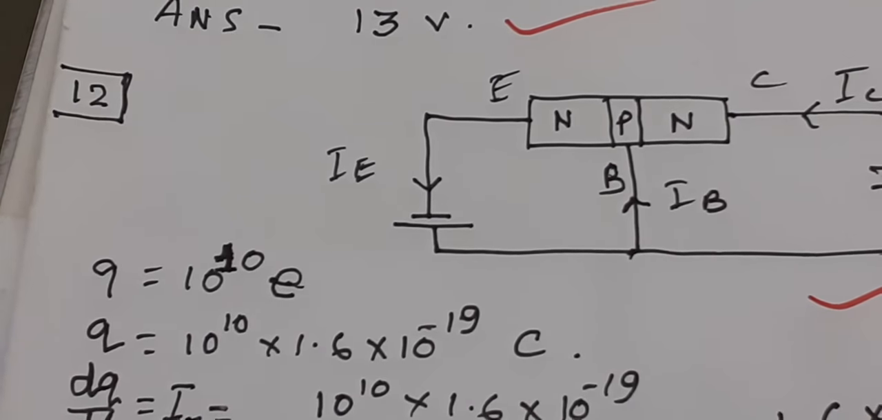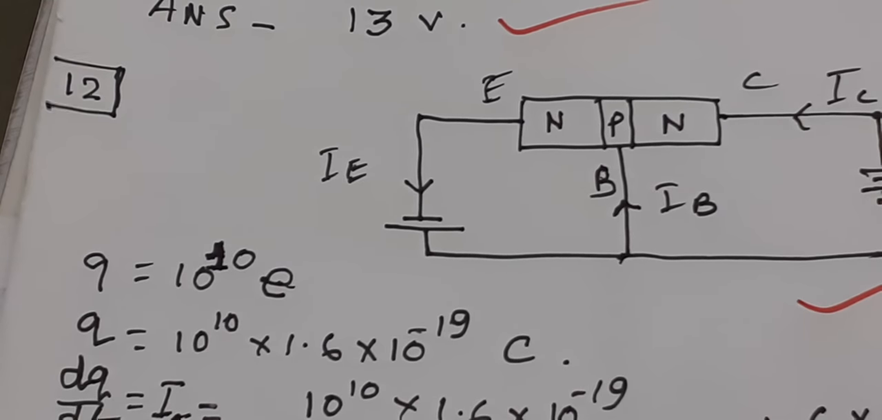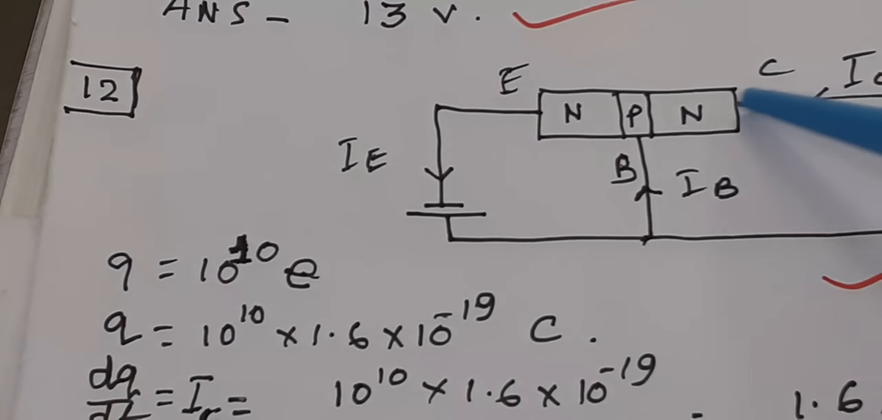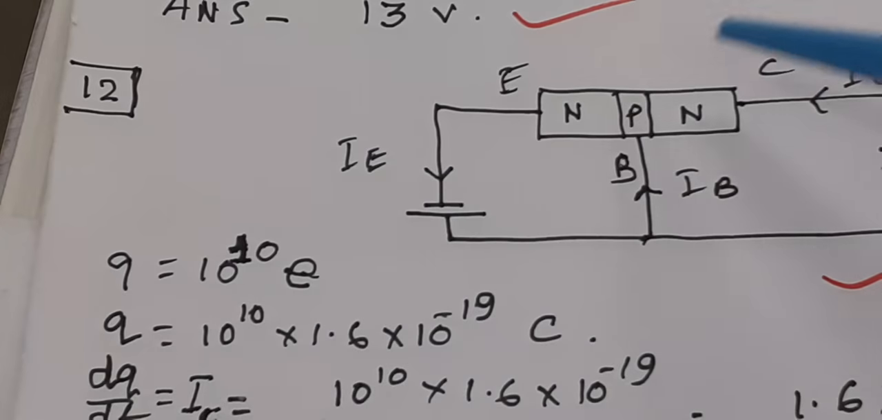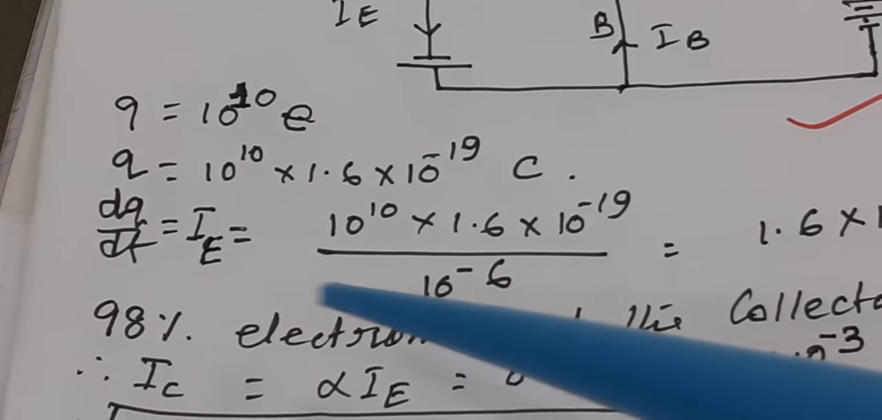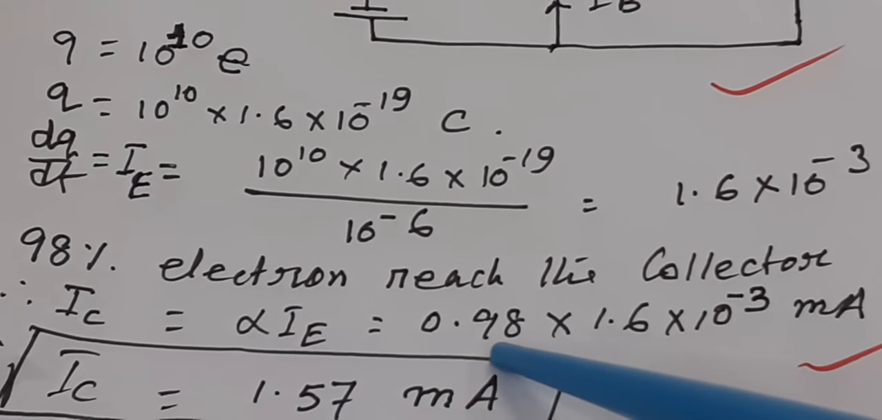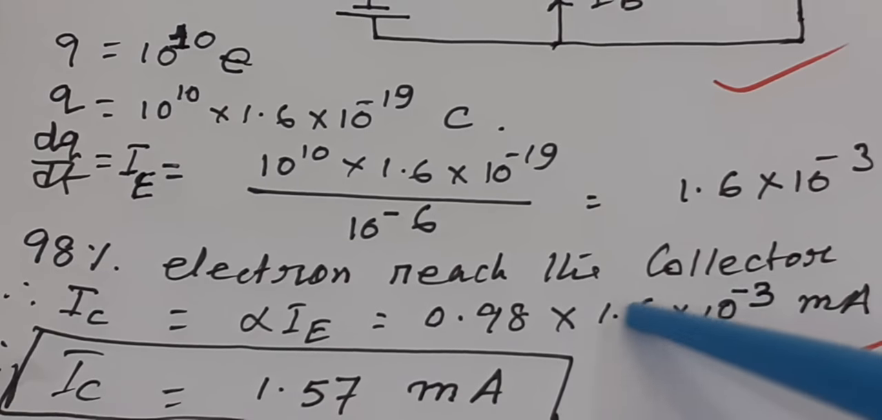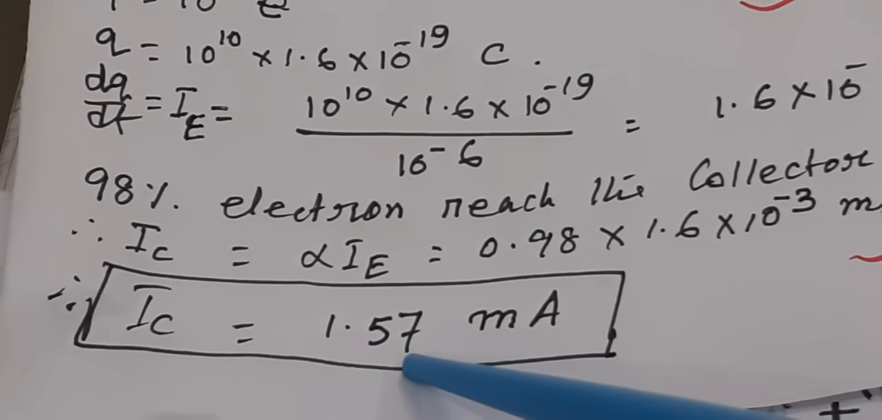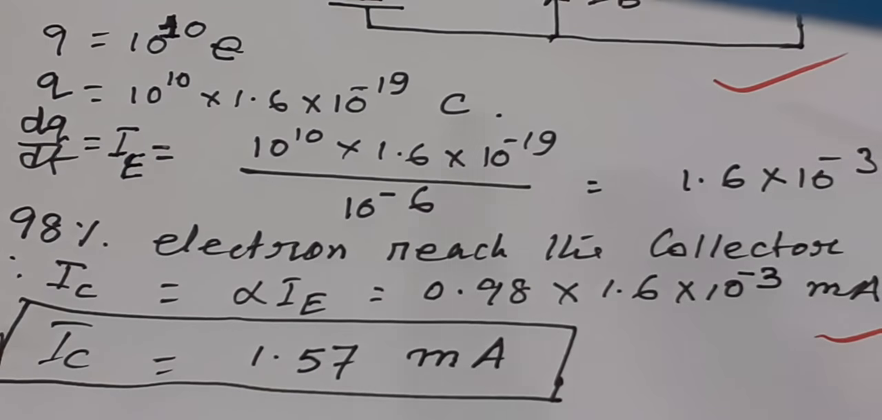Now IC will be alpha IE. We know that alpha is 0.98, and IE is already known, that is 1.6 milliamps. IB is so small that IC is almost the magnitude of the IE current. So 98% is going to the collector, meaning alpha is 0.98. Then IC equals alpha IE, with IE being 1.6 milliamps. From here we can get IC as 1.57 milliamps.